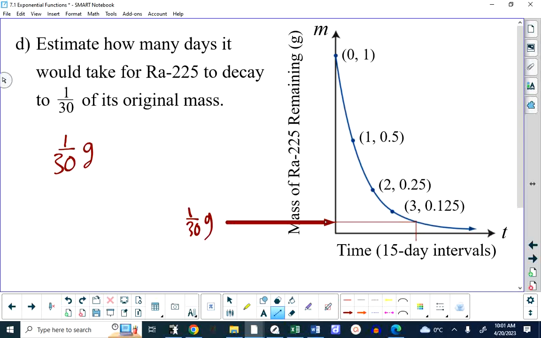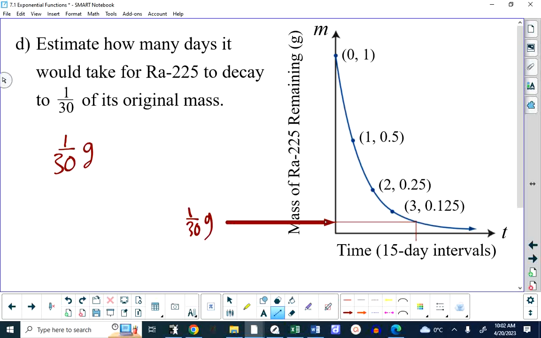So how do we do that? Well, I don't think we should be reading this. Do you agree, looking at this, it looks to be more than 3? It's definitely more than 3. I don't think it's going to be 4. We could take our calculator. What's 1 divided by 30? 0.03 repeating.